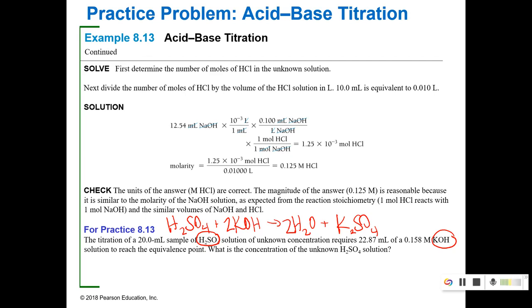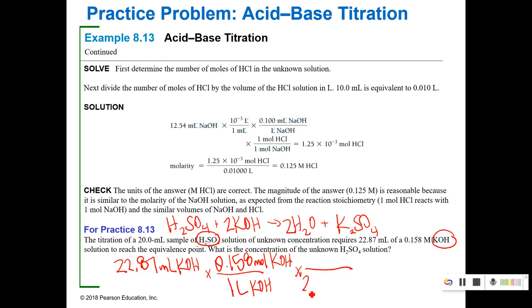And we start with our volume. You need to start with the volume that you have a molarity for. So I've got 22.87 mL KOH. Remember, if you've got mL later, you can leave it. Sorry, I don't know why I put that there. That should be liters on the bottom. 1 liter KOH, and then 0.158 moles KOH.